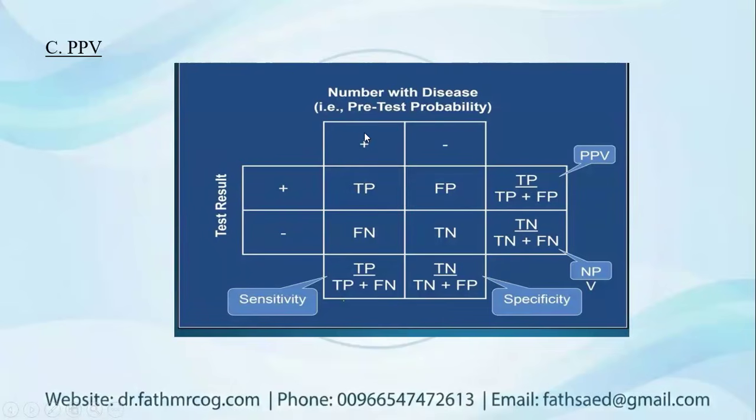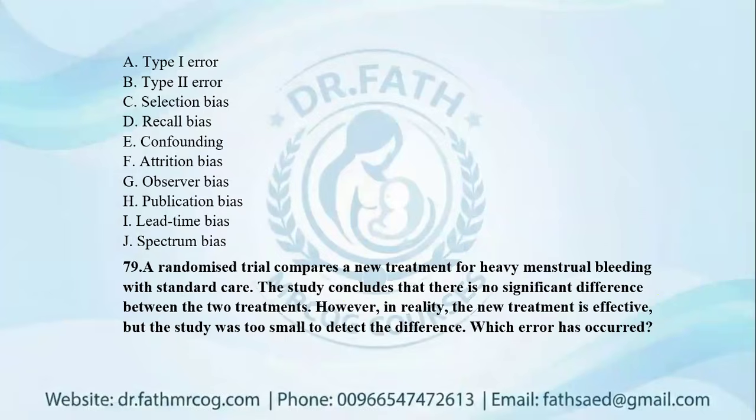If they cannot give me the table in the exam scenario, I will make the table. For sensitivity, I go in this direction: true positive divided by true positive plus false negative. For specificity, I go in this direction: true negative divided by true negative plus false positive. For positive predictive value, it is true positive divided by true positive plus false positive, in this direction. For negative predictive value, I go this direction: true negative divided by true negative plus false negative. Sensitivity goes from up to down. Specificity goes from down to up. Keep this, it will help you with sensitivity, specificity, positive predictive value, and negative predictive value.